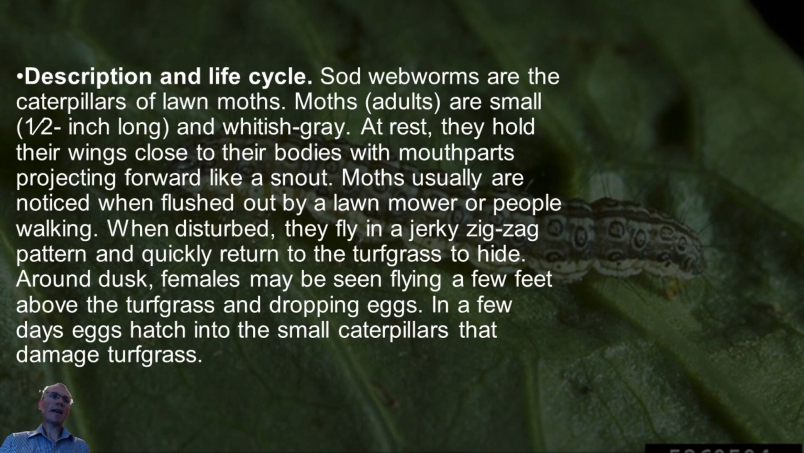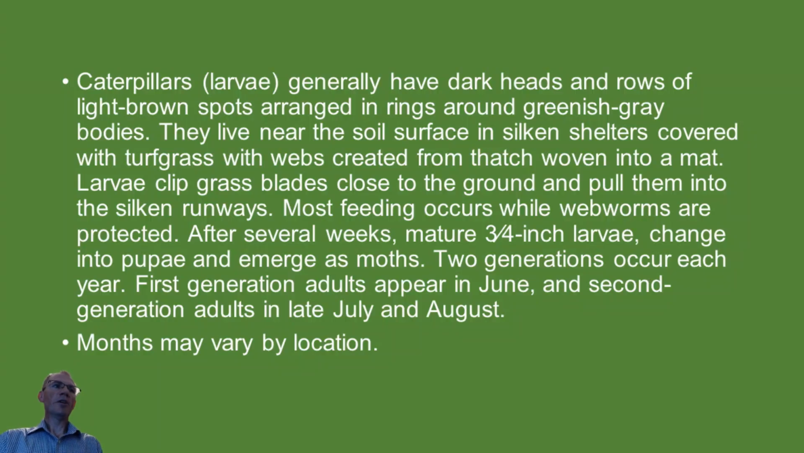In a few days, eggs hatch into small caterpillars that damage turfgrass. Caterpillars, larvae, generally have dark heads and rows of light brown spots arranged in rings around greenish-gray bodies. They live near the soil surface in silken shelters covered with turfgrass, with webs created from thatch woven into a mat. Larvae clip grass blades close to the ground and pull them into the silken runways. Most feeding occurs while webworms are protected. After several weeks, mature 3/4 inch larvae change into pupae and emerge as moths.